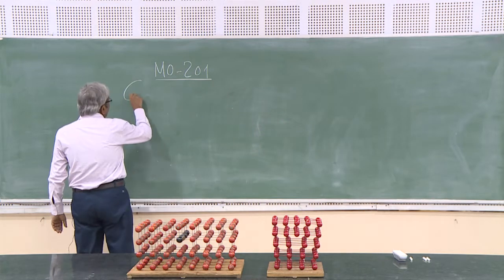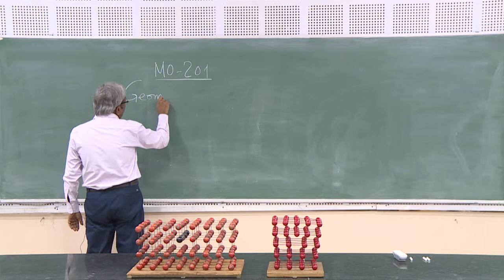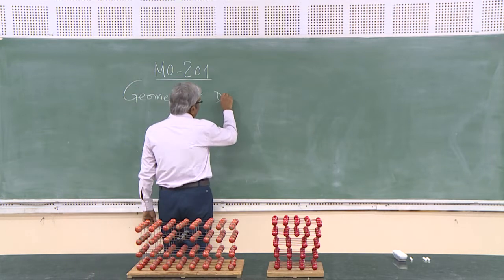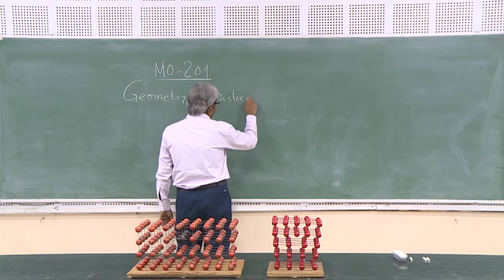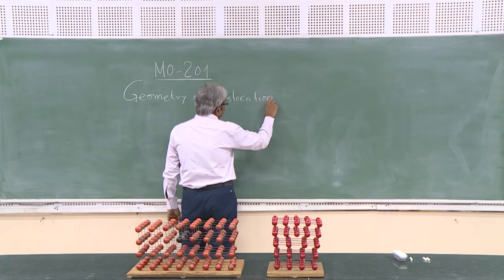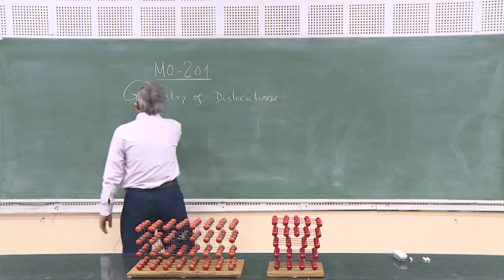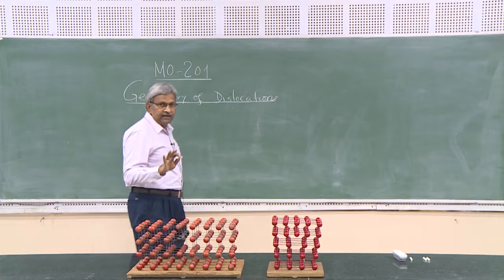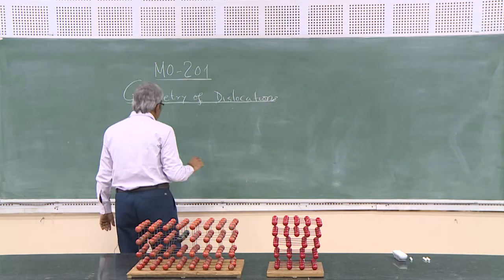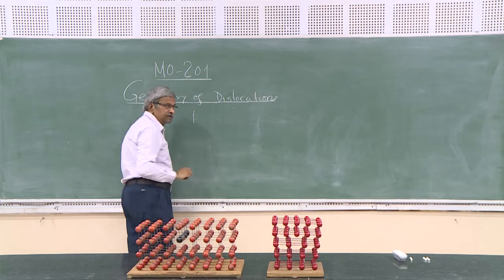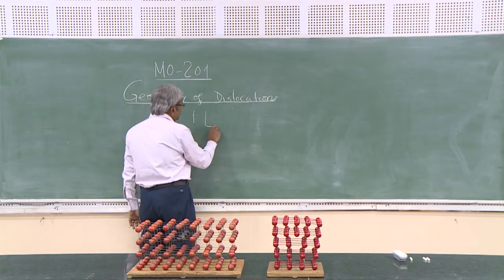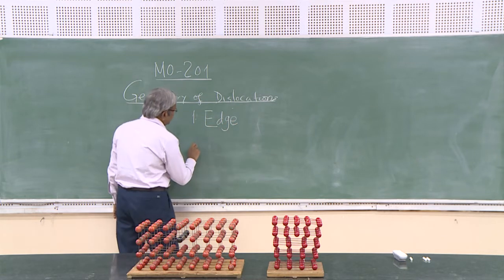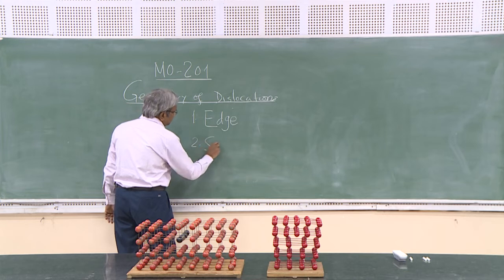So, geometry of dislocation. And the two plain and simple types of dislocation that we are going to discuss in this class will be edge dislocation, and the second one as the screw dislocation.